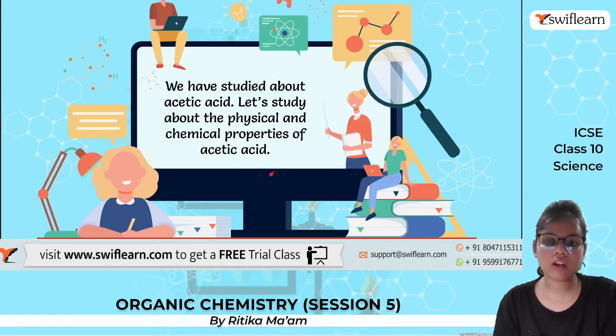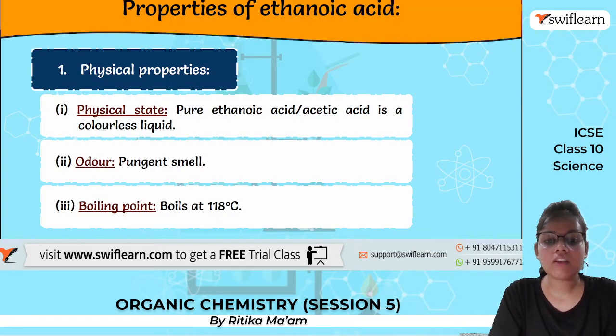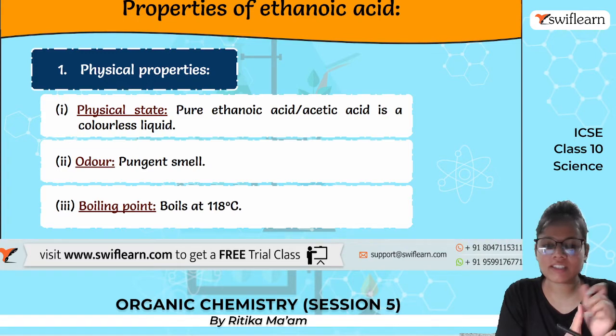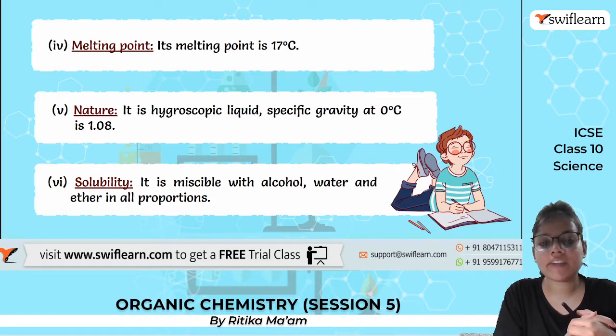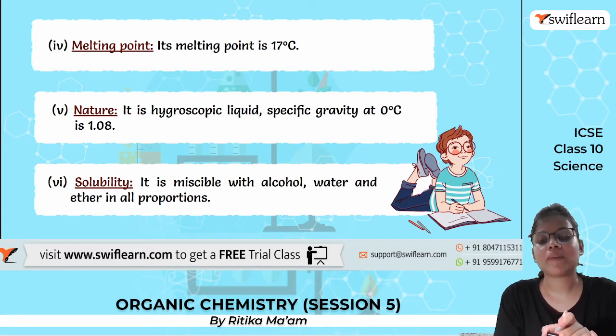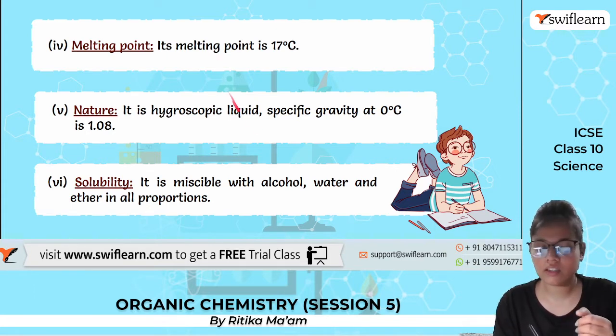Now we have studied a lot about the preparation of acetic acid, and now we are going to see some of the properties of acetic acid. First, physical properties. Pure ethanoic acid or acetic acid is a colorless liquid, but it has a very pungent smell. Its boiling point is 118 degrees Celsius with melting point being 17 degrees Celsius. It is a hygroscopic liquid. Hygroscopic means it tends to absorb moisture from air, and specific gravity at 0 degrees Celsius is 1.08. And talking about solubility, it is miscible. It is completely soluble in alcohol, water and ether.